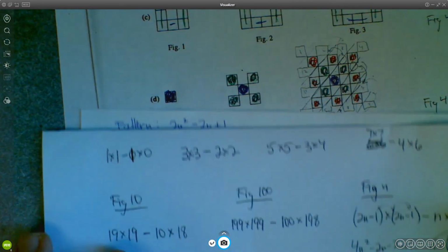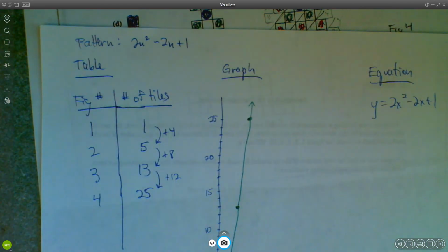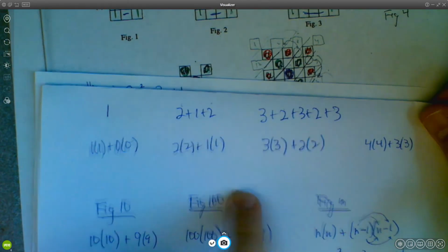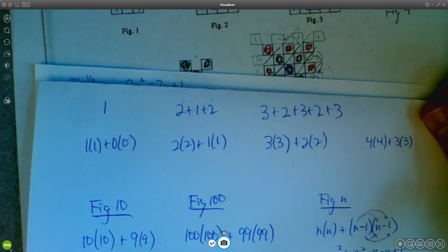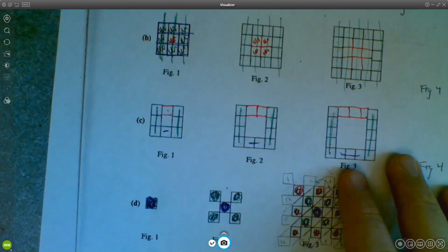This approach was a little bit better, but still not great. And I think the last one that we came up with was probably the easiest one. But anyway, so that's that. That's all I have to say about part D.